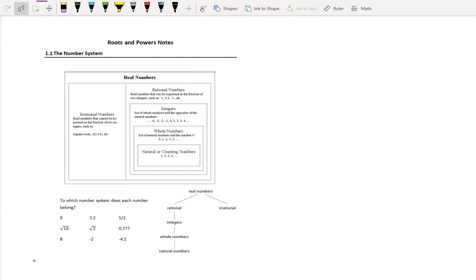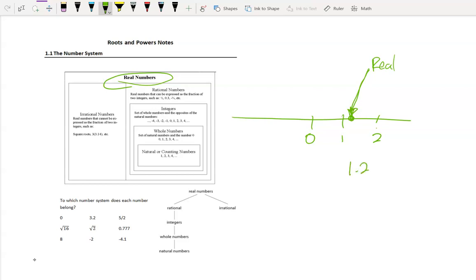What you need to know this year is there's what we call real numbers. Real numbers, basically, are any number you can think of. In fact, if you take a number line and randomly point to a spot on the number line, that will be a real number. For example, if this is 0 and this is 1 and this is 2, this number is something between 1 and 2. Maybe it's 1.2, maybe it's 4/3, but it's what we call a real number.